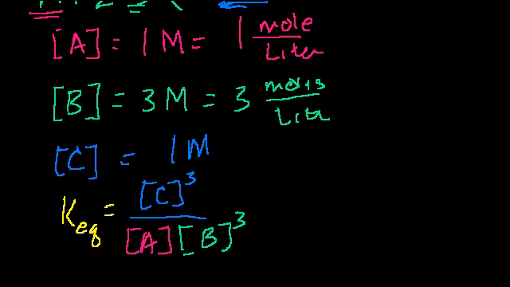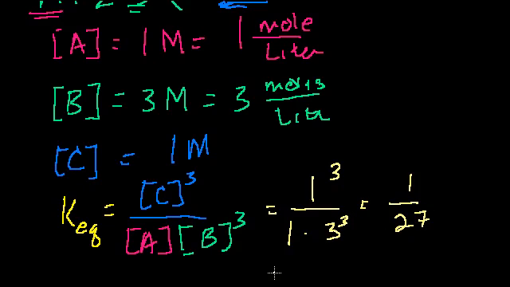third power. So if we needed to calculate this, the concentration of C is 1 molar, and we're raising it to the third power, divided by the concentration of A, which is 1 molar, times the concentration of B, which is 3 molar, to the third power. So this is equal to 1 over 27.